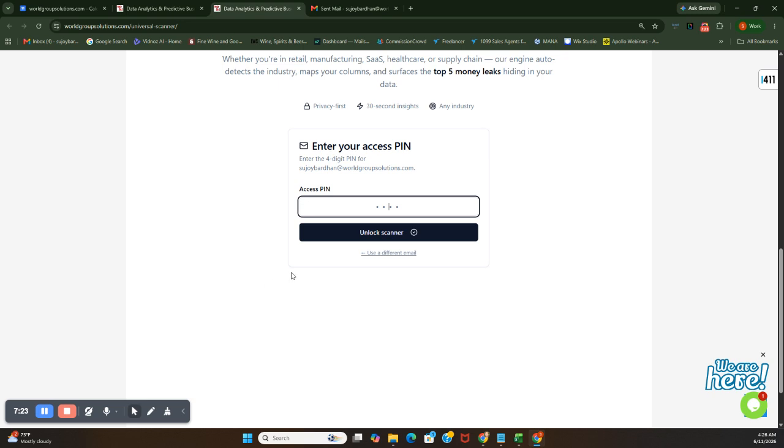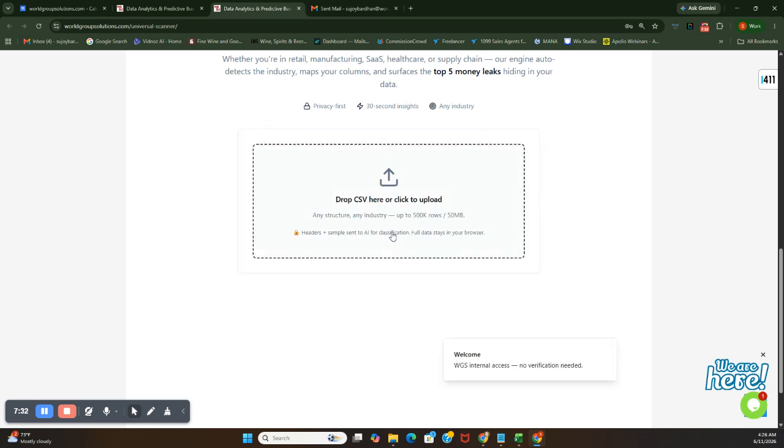So in my case, I've given a pin. So I'm typing in the pin. As soon as I put the pin in, it will let me in. So there you go. Now here we come into an area where we can drop the CSV file which we were talking about. The point I'm trying to make here is this is not rocket science.